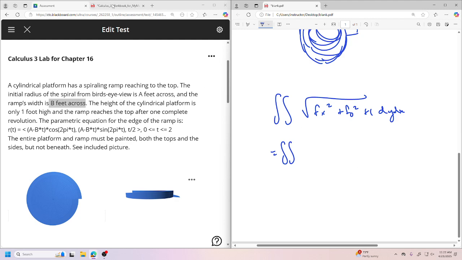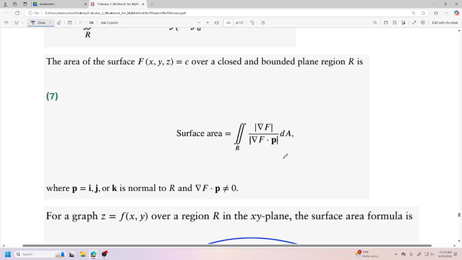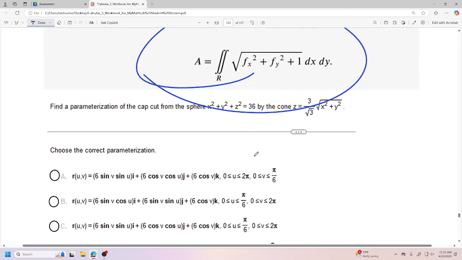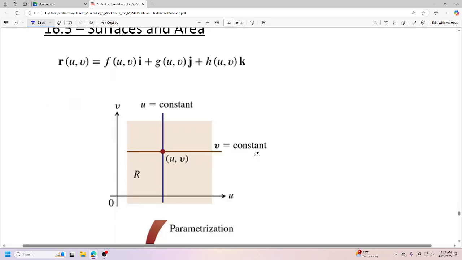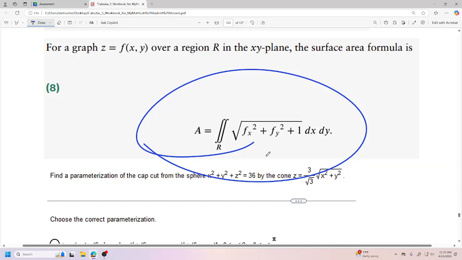Is there an equivalent for that formula? Like the f dr stuff, right? Is there some other equivalent for that? Yes.